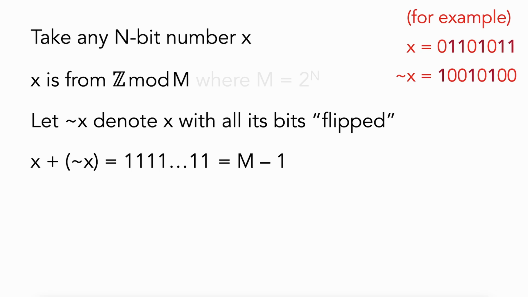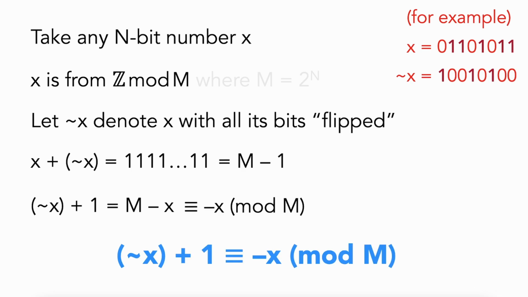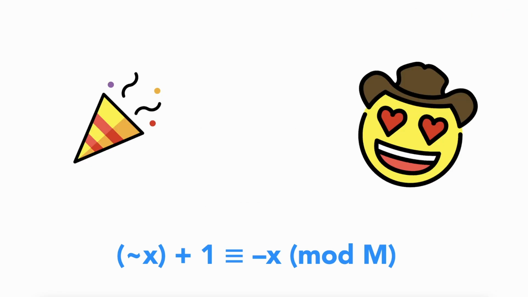Well, let's switch some terms around. Squiggly x plus 1 is equal to m minus x. We know from before that m minus x is congruent to negative x. Thus, flipping the bits of a binary number x and then adding 1 gives you a number that's congruent to the negative of x. And that right there is 2's complement, y'all.